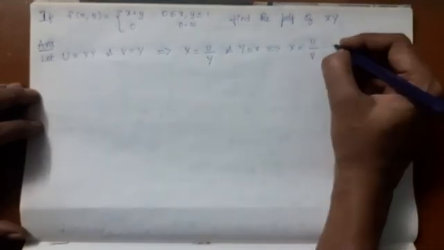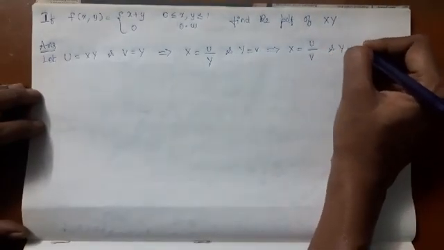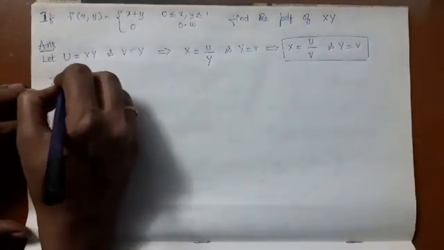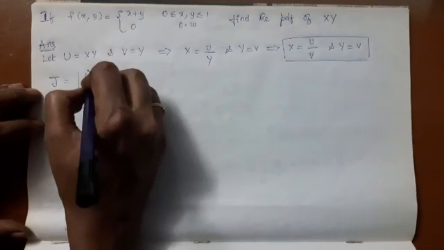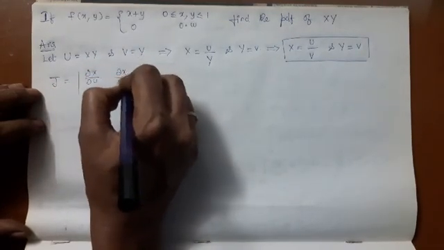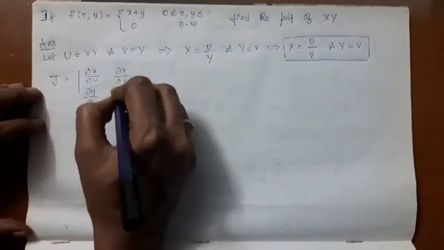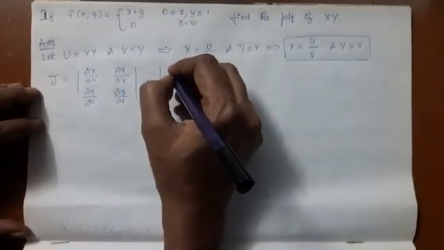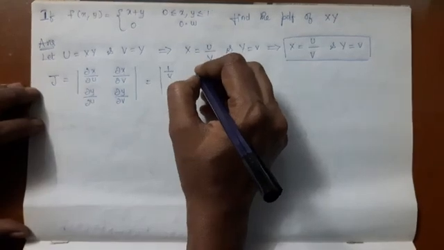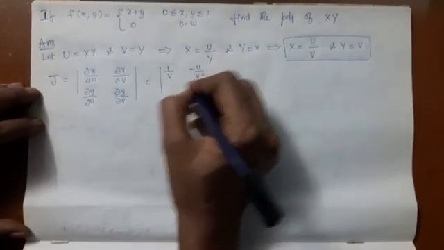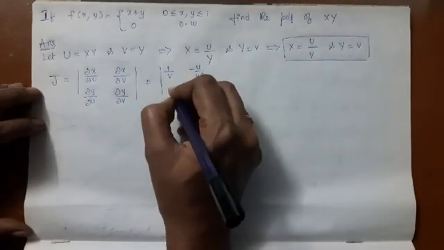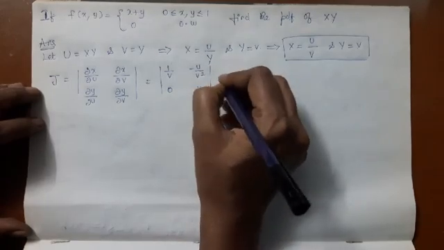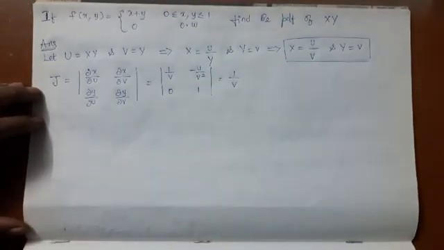What is y? It is v. So you express x and y in terms of u and v, right? Yes, we have done it. And then you find the Jacobian of transformation, dou x by dou u, dou x by dou v, dou y by dou u, dou y by dou v. Dou x by dou u is 1 by v. Dou x by dou v is minus 1 by v square. Dou y by dou u is 0. You don't have u here. Dou y by dou v is 1. So you have 1 by v as the answer.